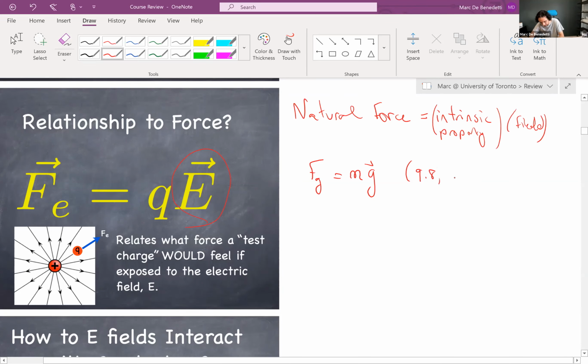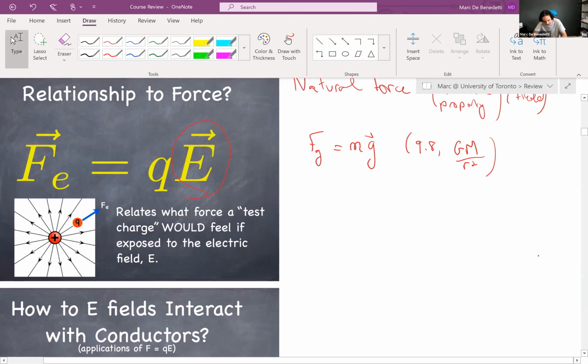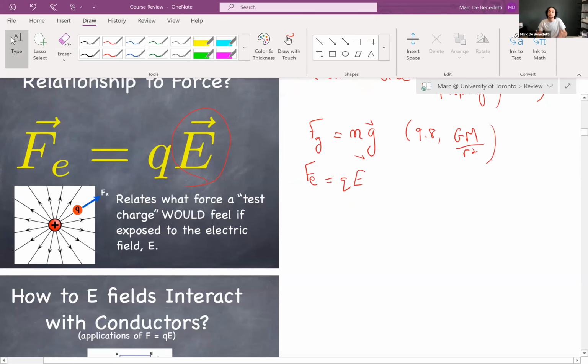If you're far away from the Earth's surface, little g is going to be capital G times the mass over r squared. So sometimes the gravitational field is a constant, like in and around the Earth's surface, and sometimes it's a variable, which is more traditional. We also saw this with the electric field. The intrinsic property is charge, times the electric field E. And later in the class, we also saw this with the magnetic field. The intrinsic property was a moving charge, so q times v, multiplied by the magnetic field. So we saw this force-field pairing creep up before.